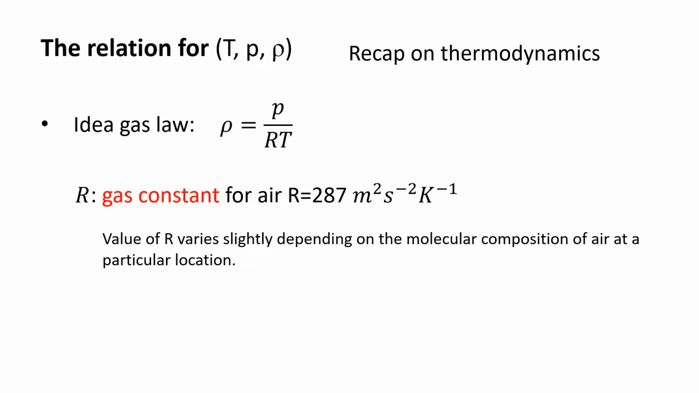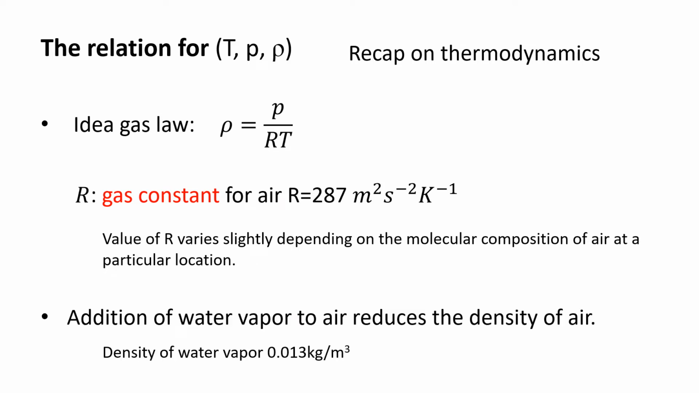The value of R changes slightly depending on the molecular composition of air at a particular location. So it changes, but overall the variation is not very significant. We can take it as a constant. But for different types of gas, R is different. For example, the R for nitrogen and the R for oxygen are completely different.